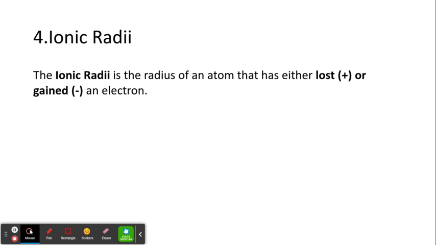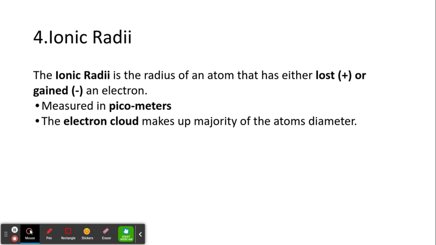Hey guys, this video is about ionic radii, or we can say ionic radius. Now, the ionic radius is the radius of an atom that has either lost or gained an electron. It's going to be measured in picometers. And remember, picometers is extremely small. It's 1 times 10 to the negative 12 meters. So on the metric conversion table, we have deci, centi, milli, micro, nano, then pico.